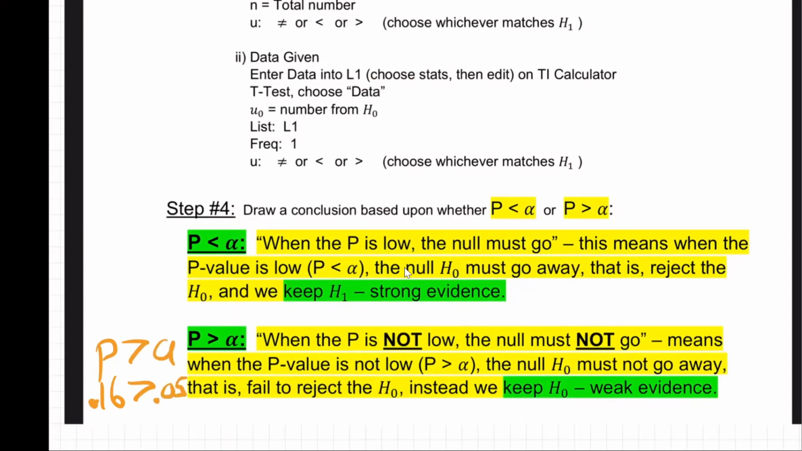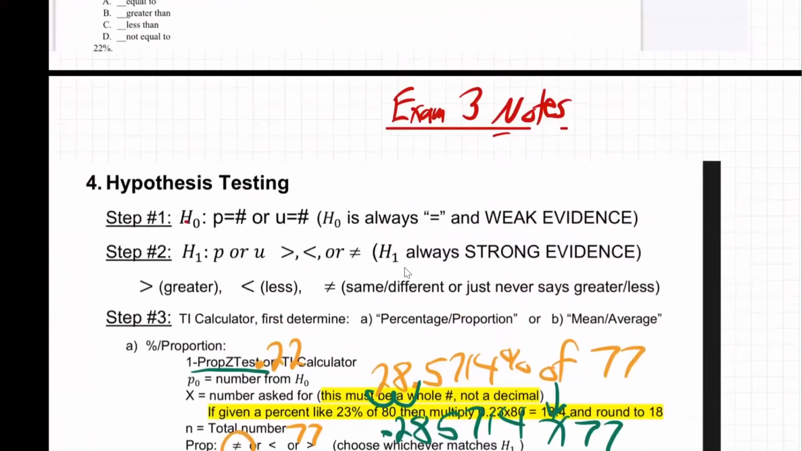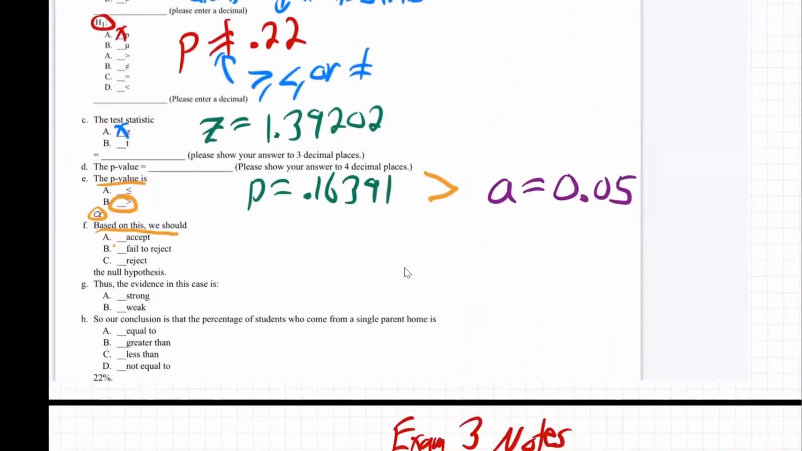So what does that mean? Our p was not low, it was greater. When the p-value is not low, the null must not go away. That is, fail to reject. There it is, that key phrase. Fail to reject H0. Instead, we keep H0. We don't reject it, we fail to reject it. We keep it and there's weak evidence. So we fail to reject. The evidence is weak in this case.